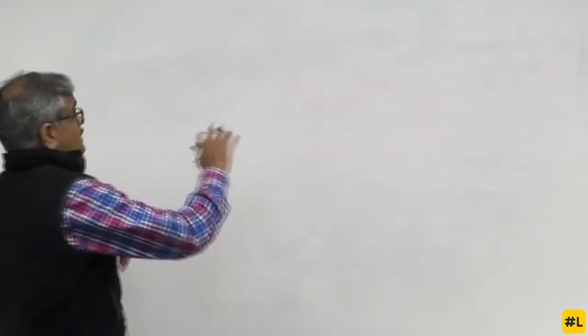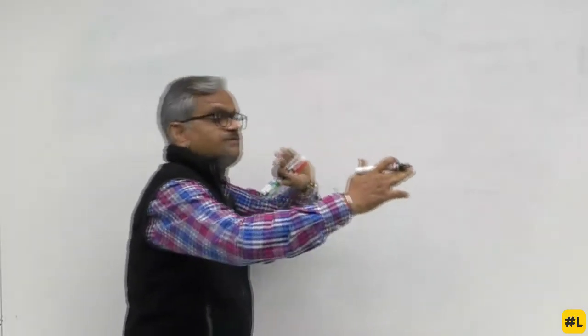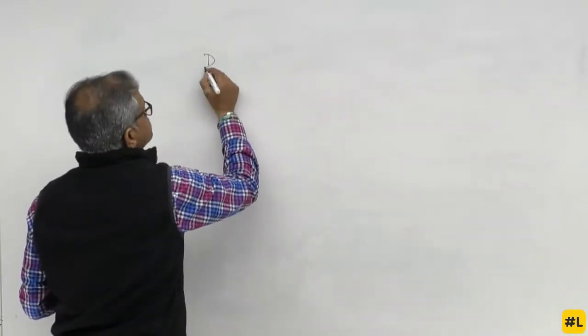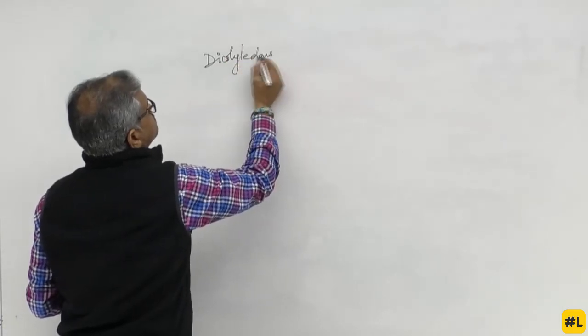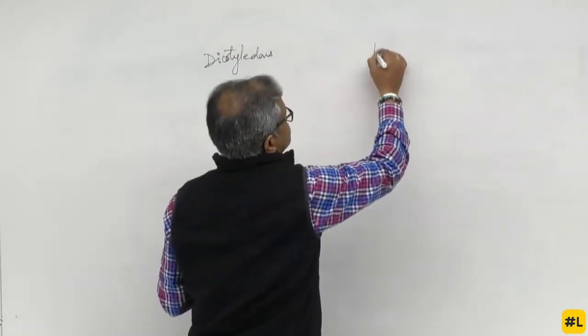Now, from here, in this natural system of classification, first time they have come across two terms, dicotyledons and monocotyledons.